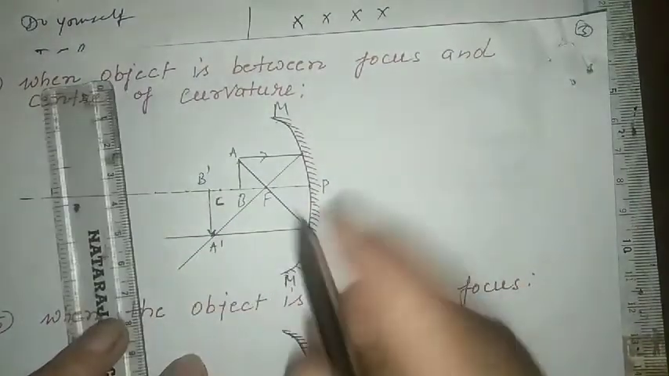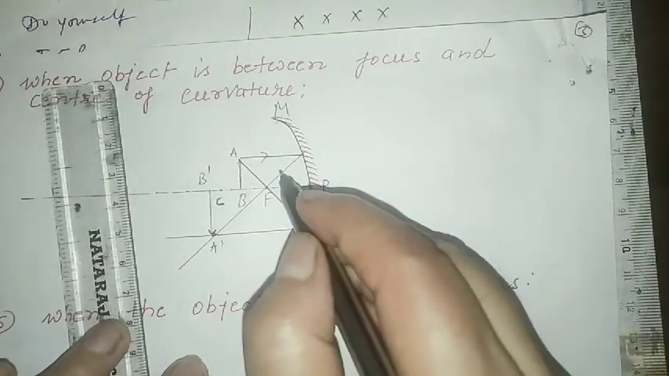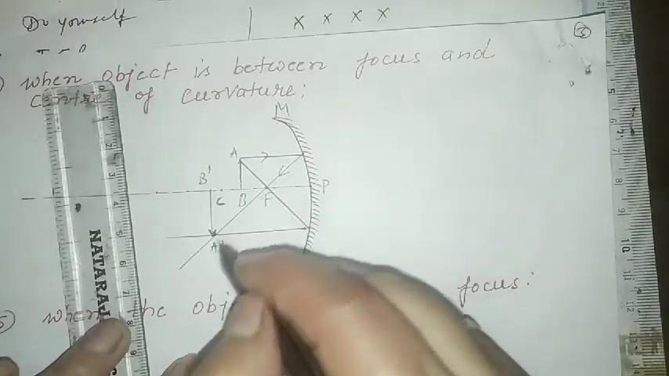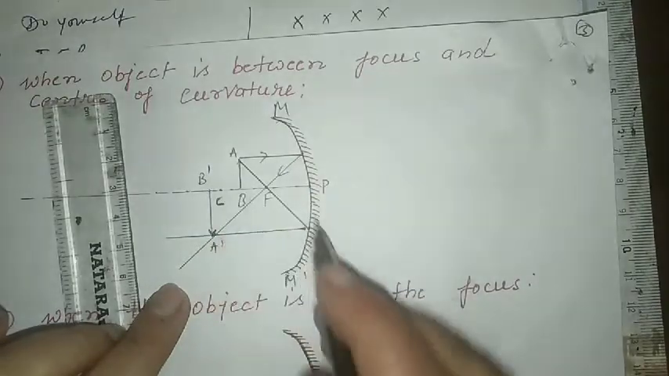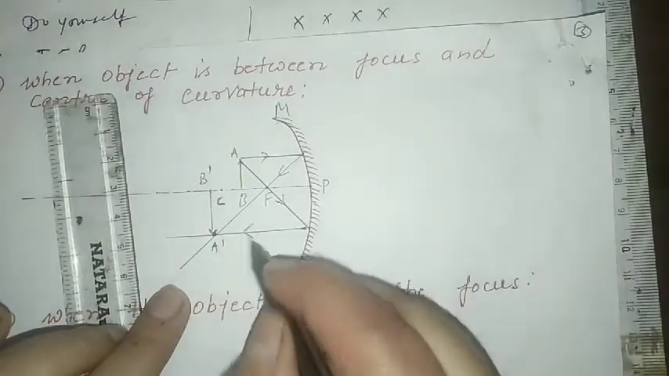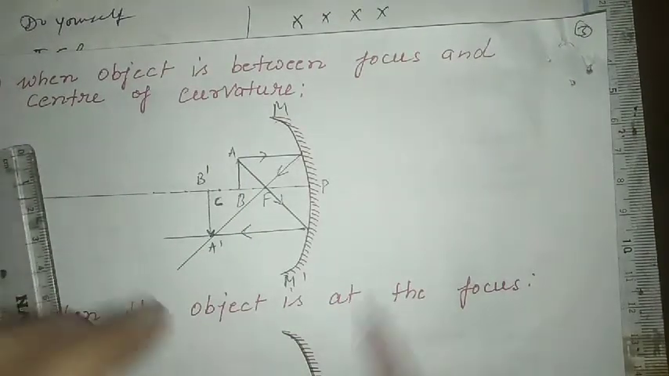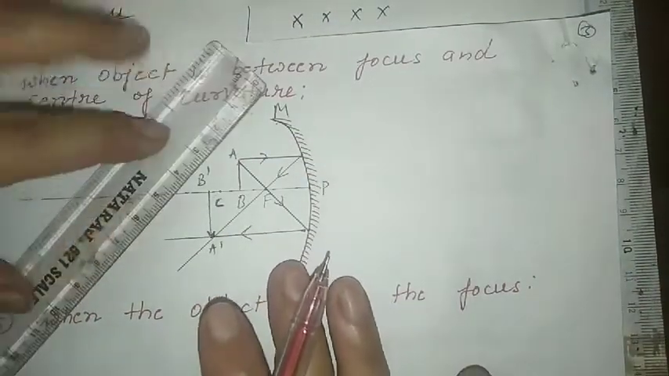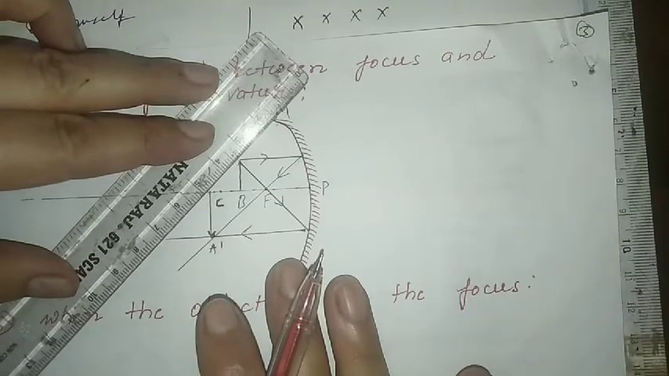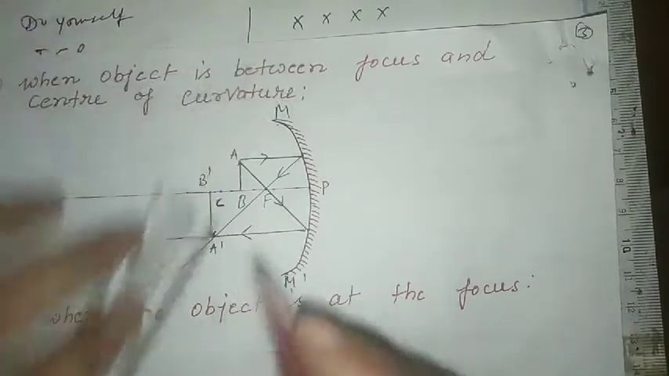So what type of image is formed? This is the ray which is parallel to the principal axis, after reflection passes through the focus. The ray which passes through the focus after reflection becomes parallel to the principal axis. So two rays we have used here. This is the first method, and with red pen it is the second method. We can pass one ray from the center of curvature, but I have to increase the size of the mirror and then it will meet somewhere like this. It will take more space, so that's why I have used this method.